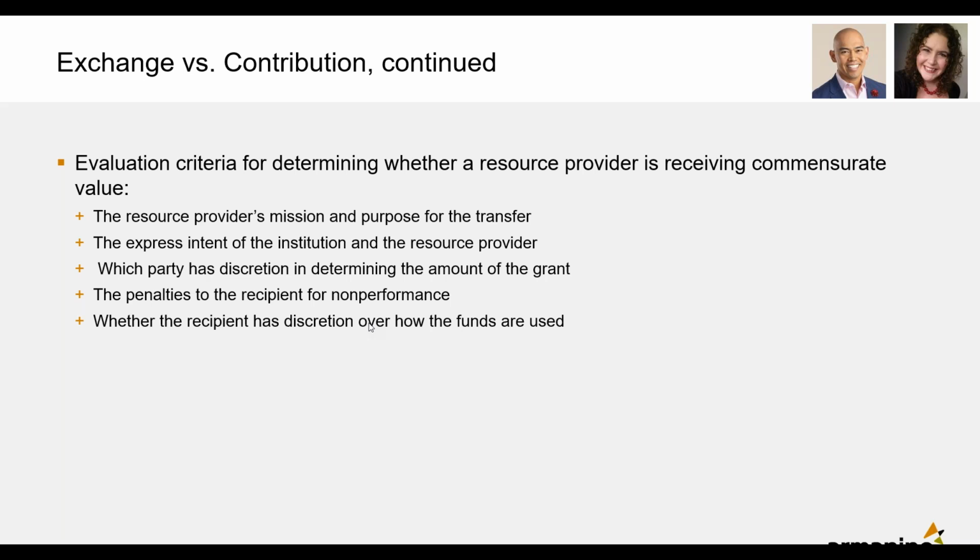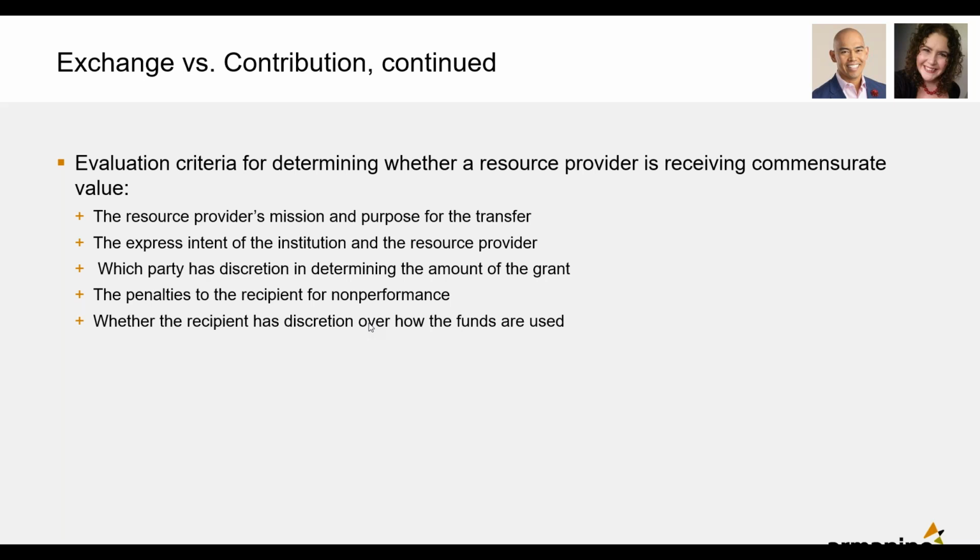The penalties to the recipient for non-performance. And this is kind of getting into right of return, or do you have any other obligation or fine that you may need to pay for non-performance? And then how much discretion you have over how the funds are used. So is it restricted funding? Is it unrestricted funding? Is it broad categories, or is it very, very specific? So a lot of these things are going to come into play.